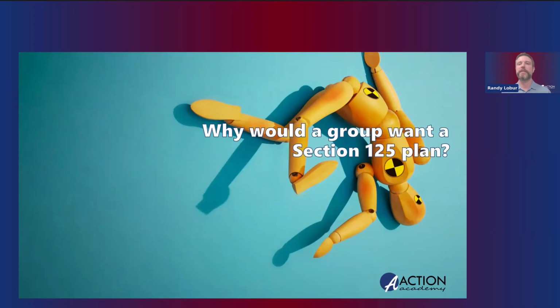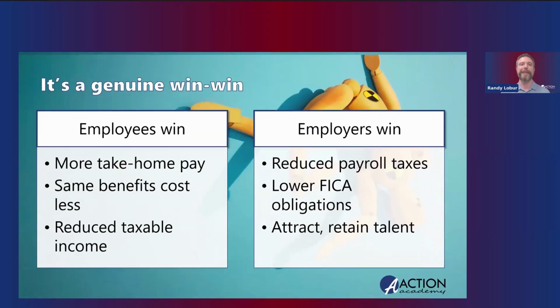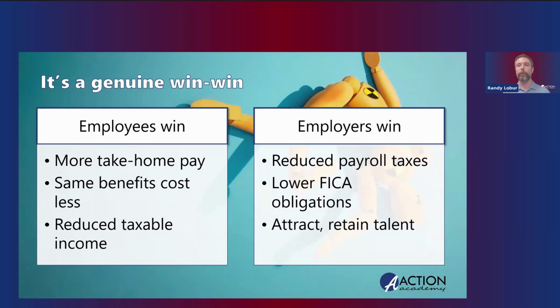And that gives us a really good hint as to why a group might want a Section 125 plan. At its core, it's really a win-win for everyone involved. Employees win because they have more take-home pay. Because again, they're able to contribute pre-tax. Those contributions reduce their taxable income, which puts more money in their paycheck when they do get paid. And because those contributions come out pre-tax, they're getting the same benefits at less cost, right? They haven't already been taxed on that money when they're paying for it. And again, it does work to reduce their taxable income. So it can help to provide some tax savings and protect money from Uncle Sam for employees who are interested in such things. Everybody always feels good about a better paycheck or a bigger paycheck.